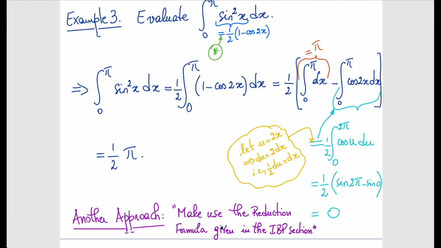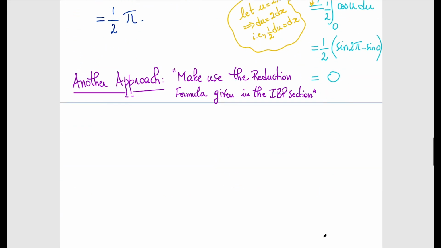So make use of the reduction formula given in the integration by parts section, which at the time connected any even power. If you want to integrate an even power of a sine function, you can connect it all the way by repeated application of that reduction formula. You can link it all the way to the integral of 1 dx. Correct? We talked about it in that video, but we also talked about it in class. Okay. All right. So this would be another approach.